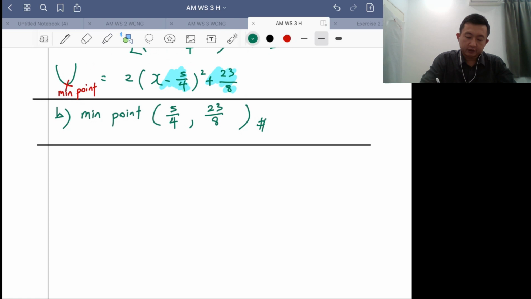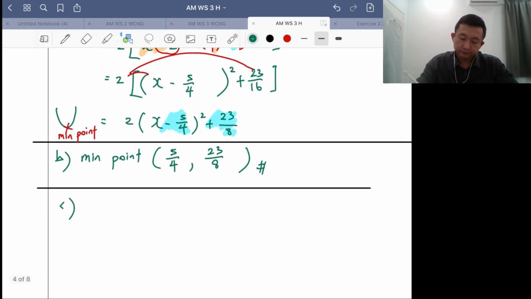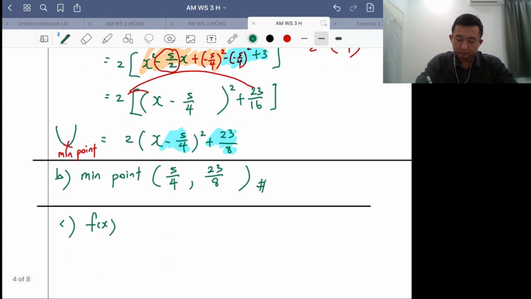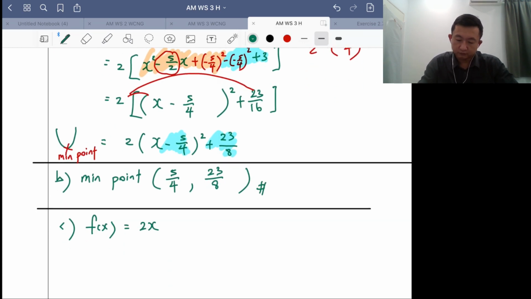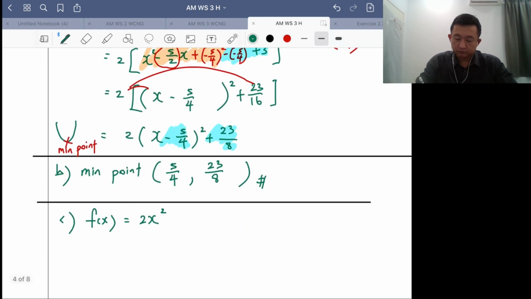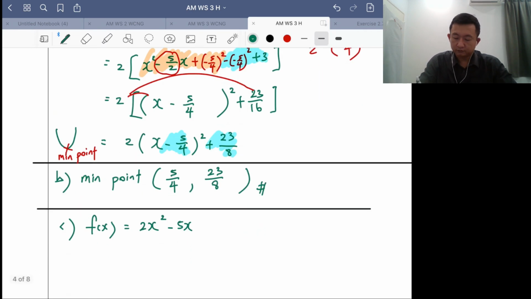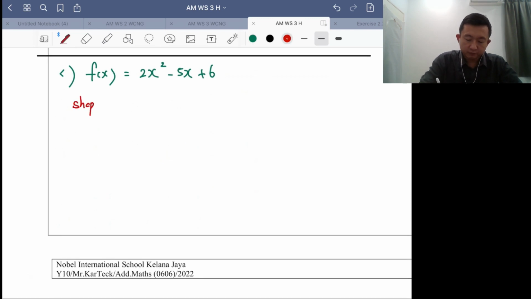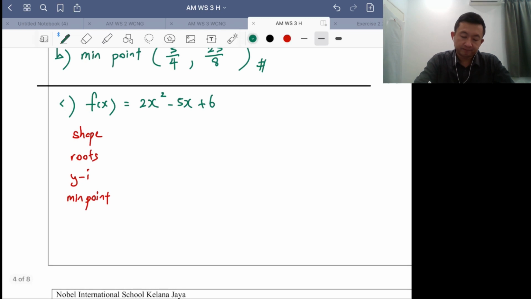Sketching the graph, so I write the quadratic function one more time. Okay, 4 things: the shape, the roots, the y-intercept, and your minimum point in this case. The shape is a U shape because your a is 2.